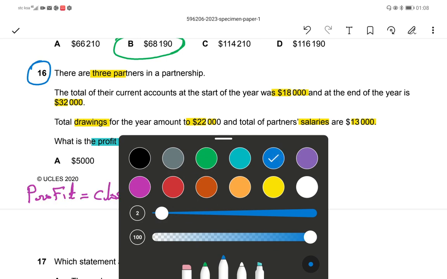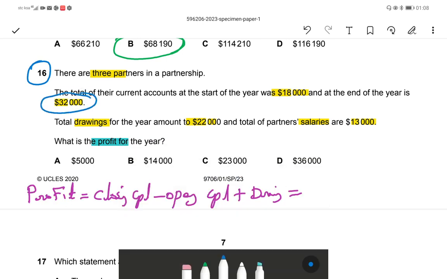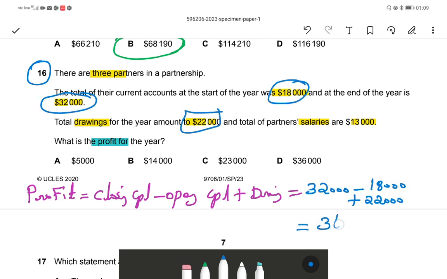So here, the closing capital is 32,000. 32,000 minus the opening capital 18,000 plus the drawing 22,000. So the correct answer is 36,000.